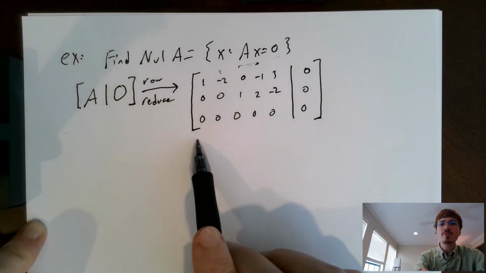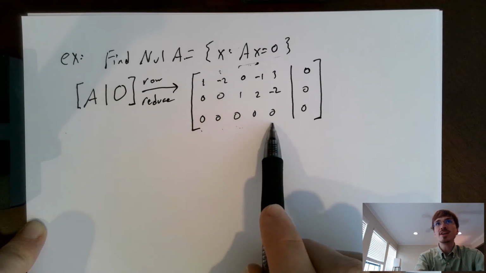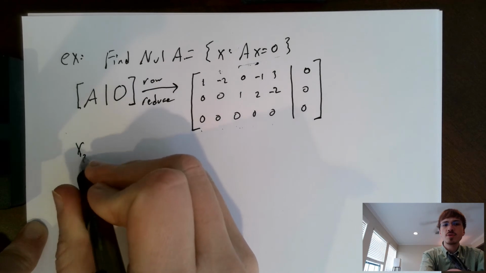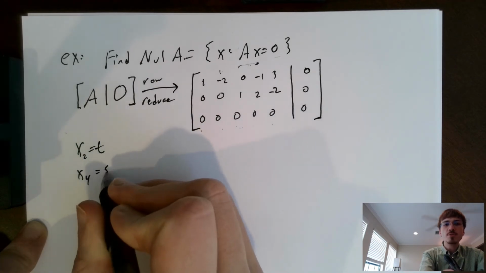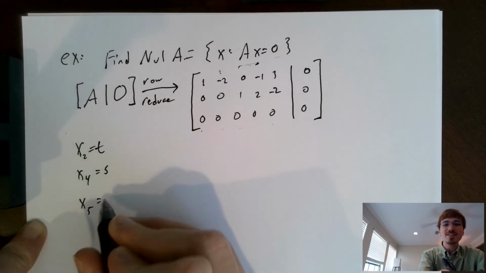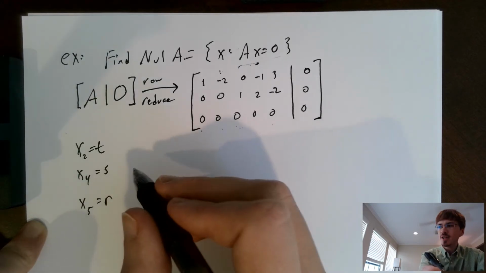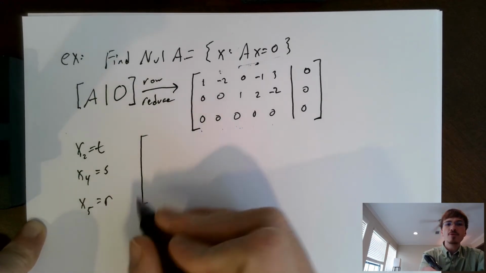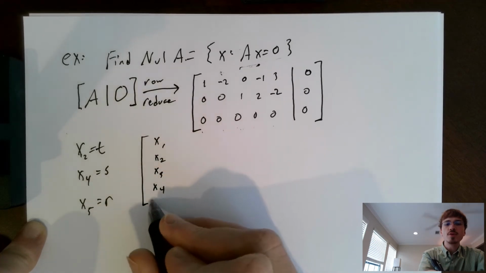Well, again, I know that I have my pivots in the first column and the third column, and all of the other columns have to be free variables, right? So let's suppose that x2 is the variable t. Let's suppose that x4 is the variable s. That's an s, I promise. And let's suppose that x5 is the variable r. And these are our three free variables. And let's write now our vectors x1, x2, x3, x4, x5.